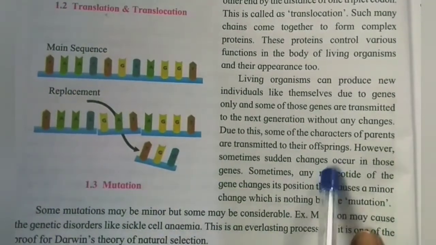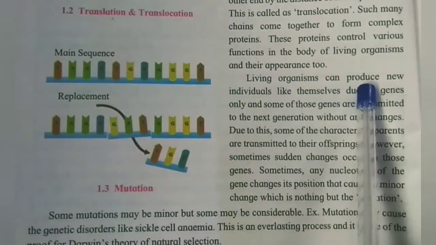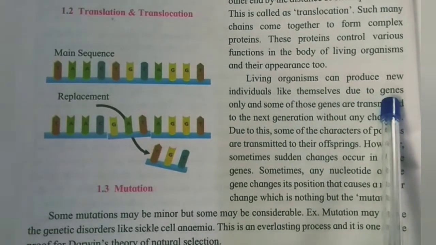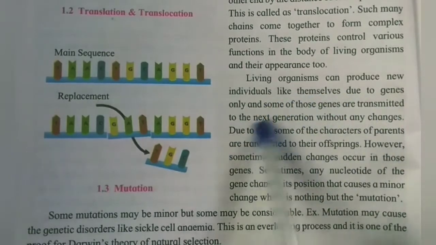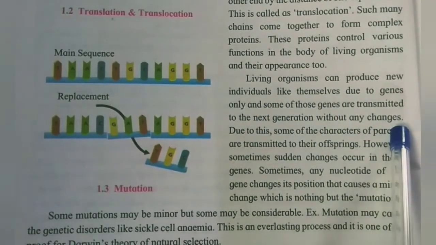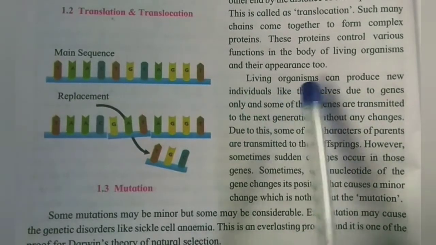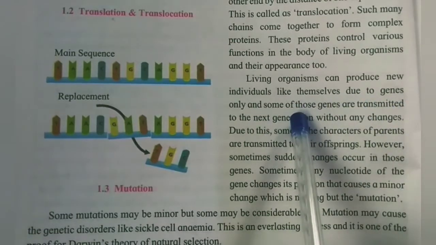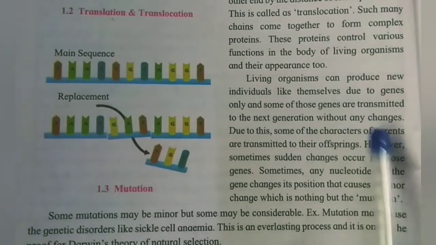So see here, living organisms can produce new individuals like themselves due to genes only, and some of those genes are transmitted to the next generation without any changes. So living organisms produce individuals like themselves because of these genes, and some genes are transmitted to the next generation without any change.